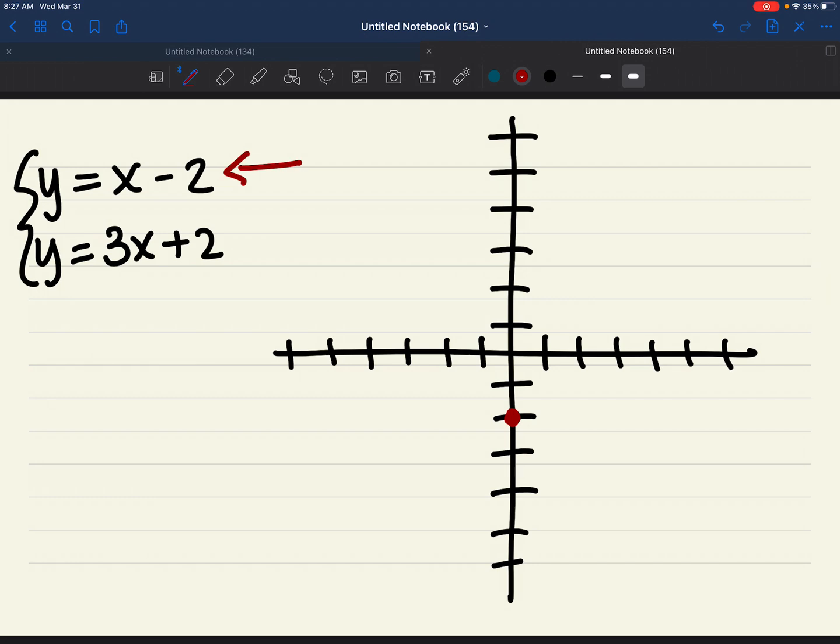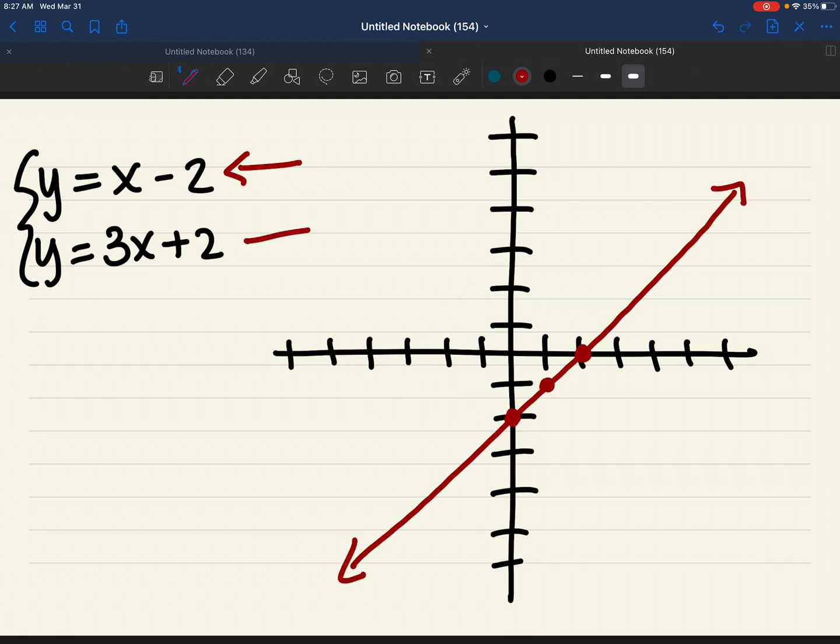What's my slope in that top equation? It's the number in front of x, it can never be x. So 1, or just 1 over 1. So from the point I just did, how am I going to move? Up 1, right 1. If you need another point, up 1, right 1. Okay, and we're going to draw a line through those points.